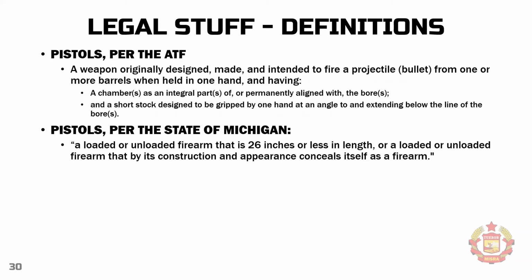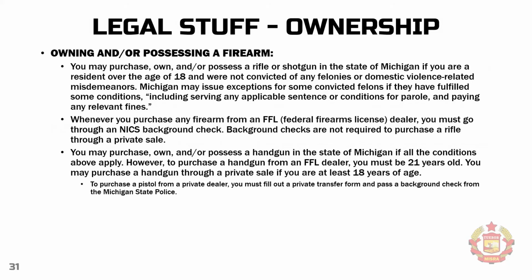Pistols, according to the state of Michigan, it's a little more simple. A loaded or unloaded firearm that is 26 inches or less in length, or a loaded or unloaded firearm that is by its construction and appearance concealed as a firearm. Simpler, but more vague. So again, there are trade-offs and discrepancies.